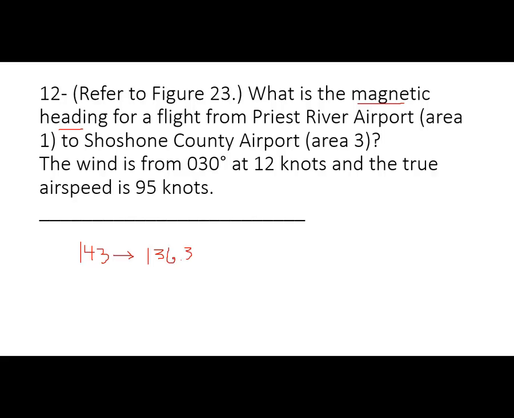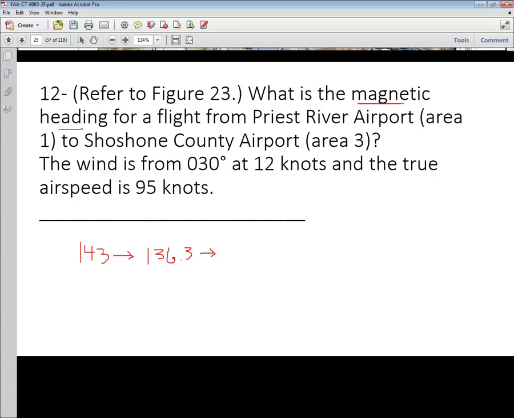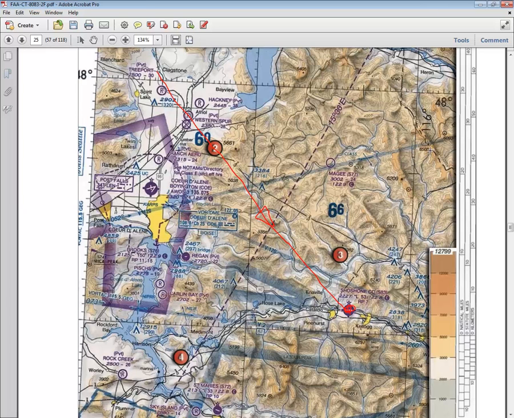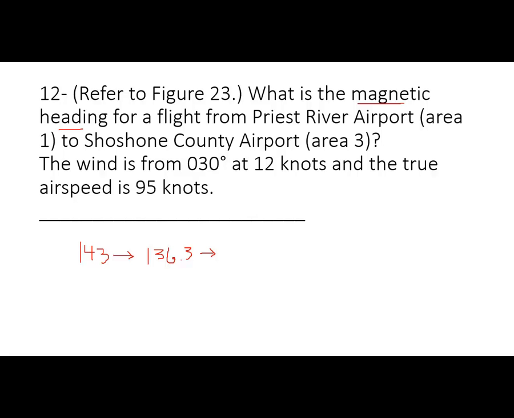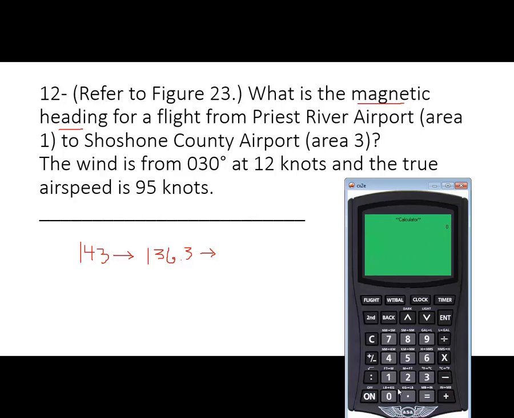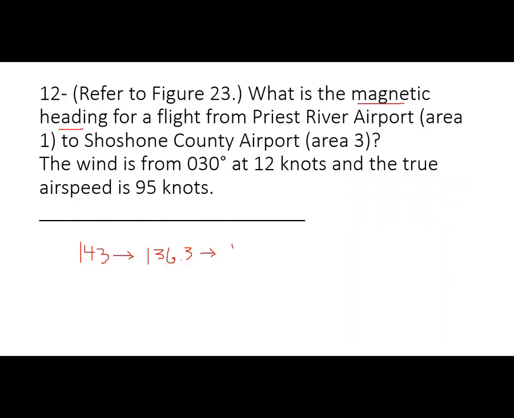136.3. And now we're going to correct it for the variation. Looking again at that chart, we can see this isogonic line running here at 15 degrees and 30 minutes of easterly variation. So we need to subtract 15 degrees and 30 minutes from our amount. Let me bring back up my CX2: 136.3 minus 15, I'll just say 0.5, is equal to 120.8 degrees.